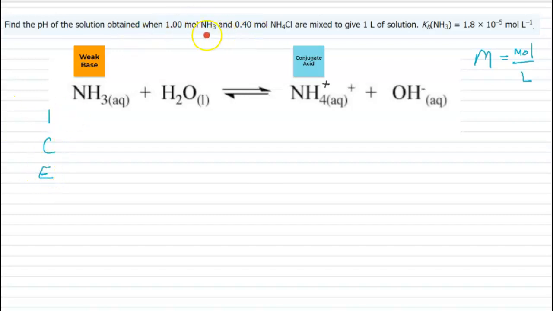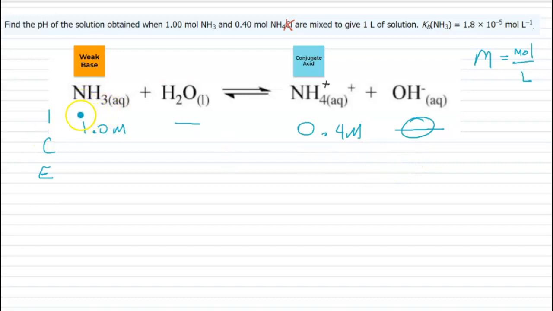Remember again, I'm starting with 1 mole in 1 liter. So I'm starting with a 1 molar solution of the ammonia. I don't worry about water. And I've got 0.4 moles of ammonium. Remember the chloride, those spectator ions are not really going to do anything, so we just ignore those. But I am starting with 0.4 moles of ammonium in that same liter. So I have 0.4 molar ammonium, and I am not starting with any hydroxide in solution.